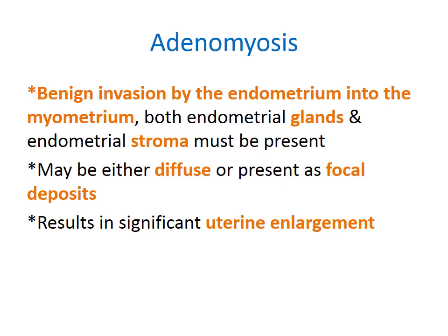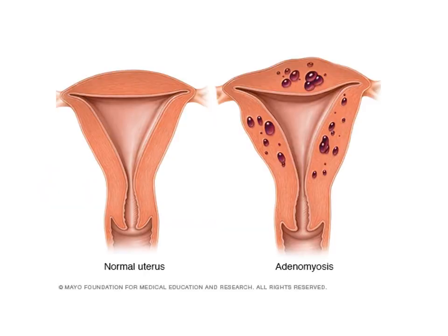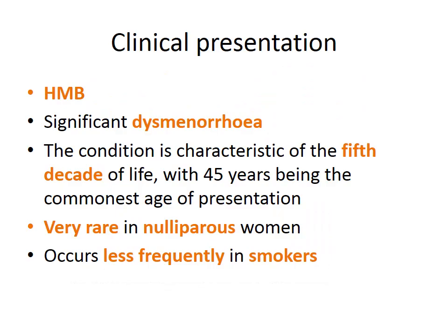This invasion may be either focal or diffuse, and especially if it is a diffuse one, it results in significant uterine enlargement. This figure illustrates how a uterus with adenomyosis looks. As you see, the one on the right is the one with adenomyosis in comparison with a normal healthy uterus on the left side of this figure. And as you see, there is a significant difference in size between both uteri.